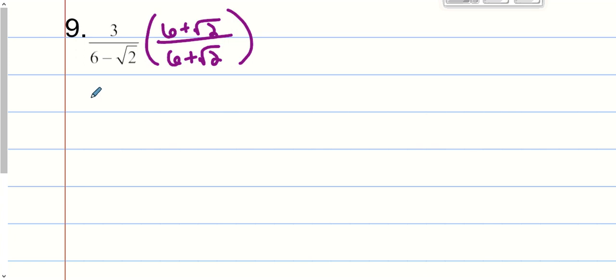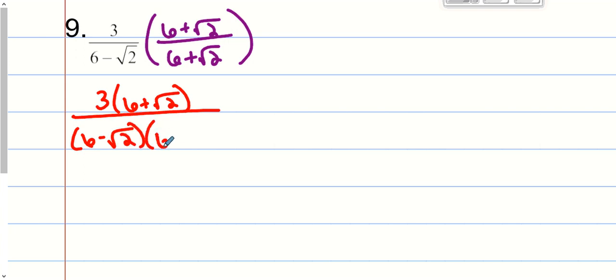On the top, I get 3 times 6 plus the square root of 2. On the bottom, I get 6 minus the square root of 2 times 6 plus the square root of 2. So we're going to box that. 6 minus the square root of 2 times 6 plus the square root of 2.